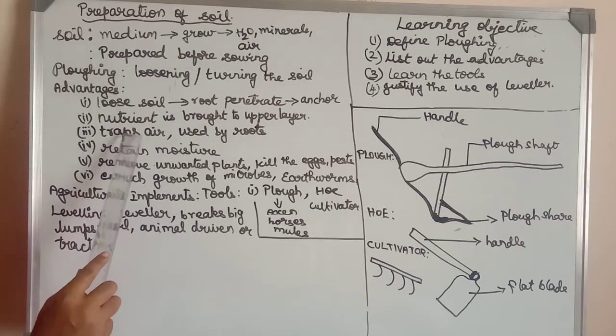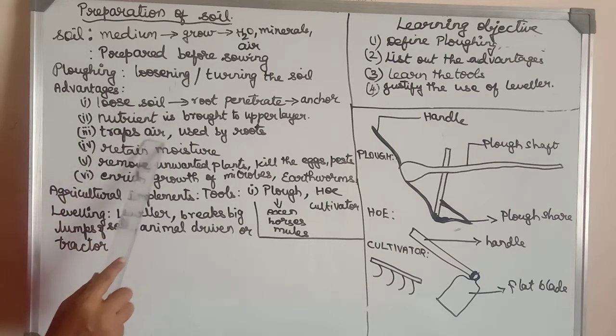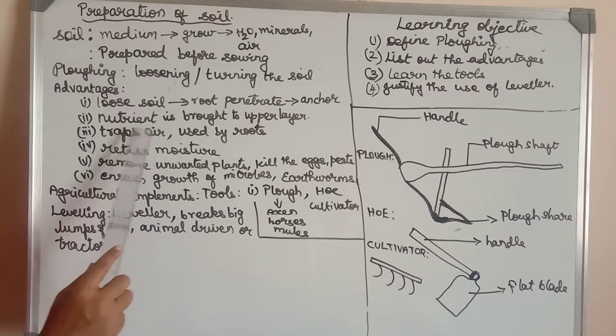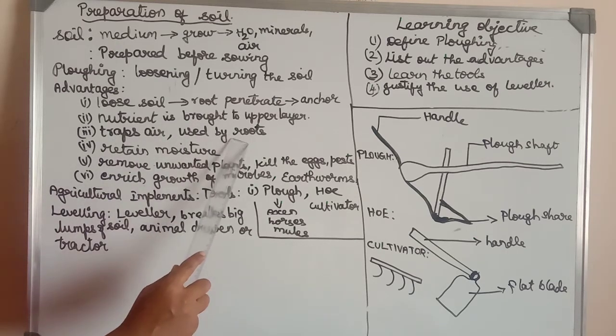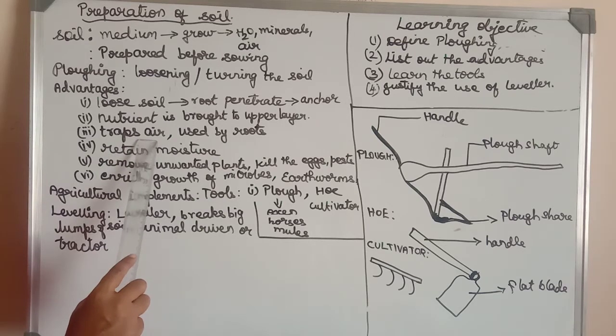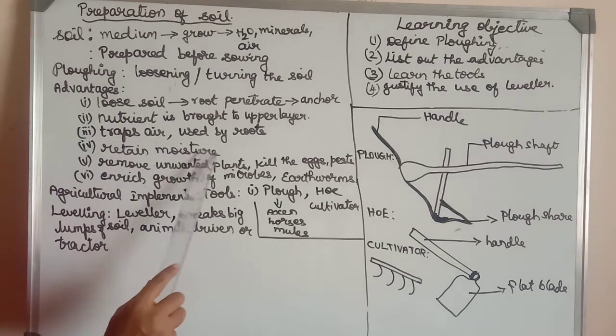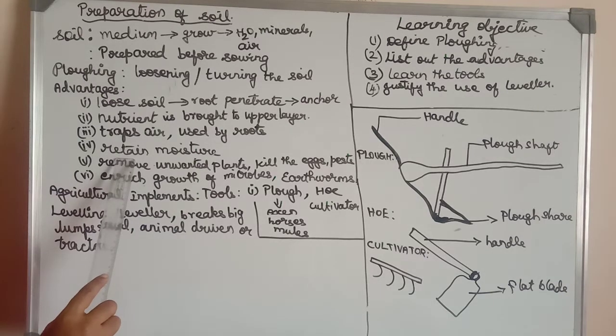When you loosen the soil, it helps to trap the air. Roots also respire. So, it can easily take the air. It retains moisture. Already you learned in soil profile that to some extent water is seen between the particles of the soil. So that water will be taken up by the roots.